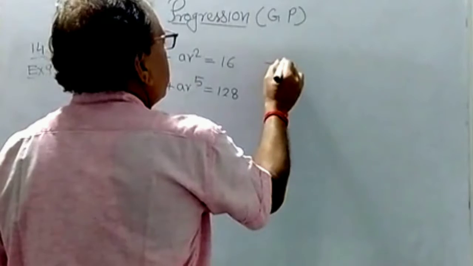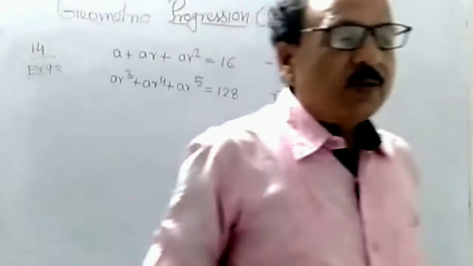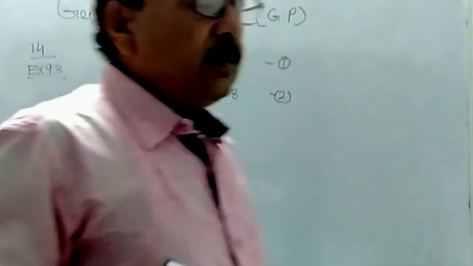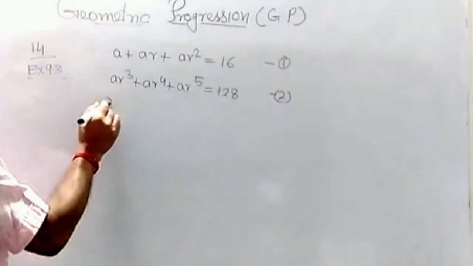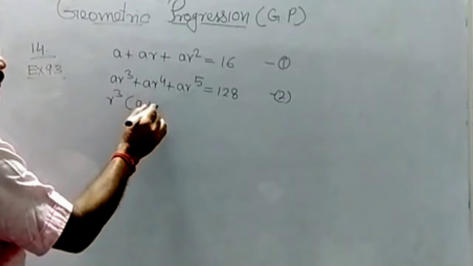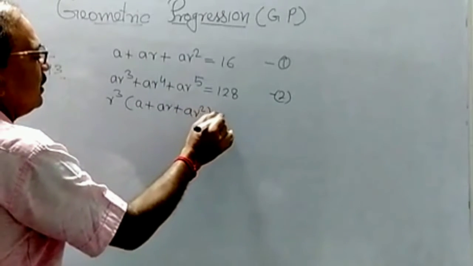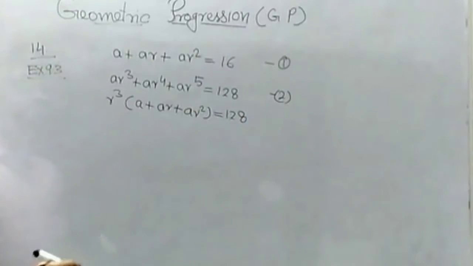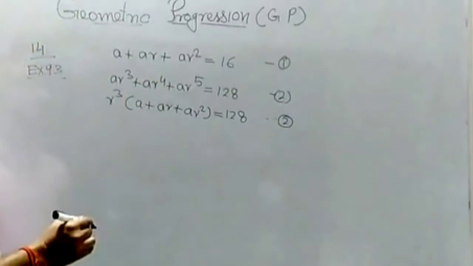So this is the first equation and this will be the second equation. Now in the second, we take R cube as common, so you get R cube times A plus AR plus AR square. This will be 128. So divide equation 2 by 1.